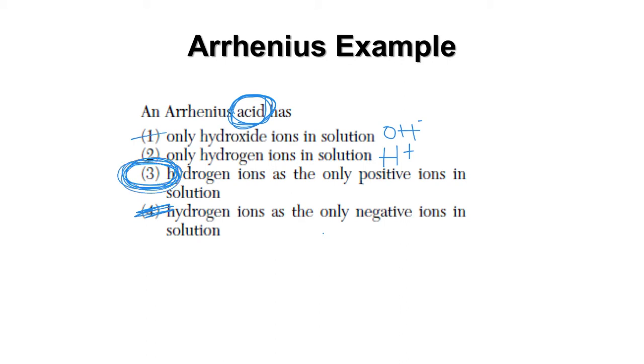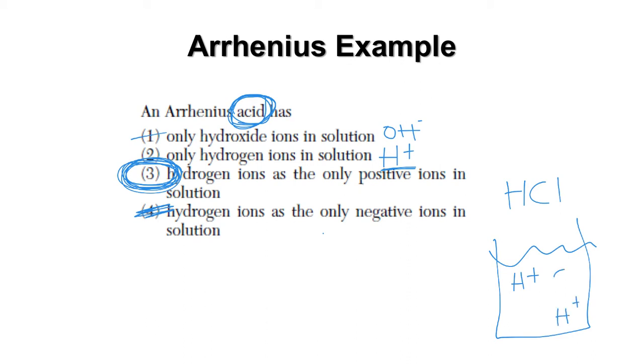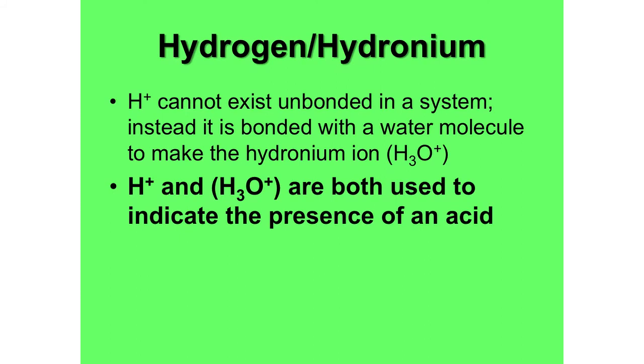The difference between 2 and 3 is 2 is saying the hydrogen ion's the only ion floating around in the solution. 3 is the answer, because if we have something like HCl, we're going to have hydrogen ions in there, but we also are going to have chloride ions in there too. So hydrogen's not the only ion, but it is the only positive ion. All right, this is something that's going to be important for us to remember. The hydrogen ion is H plus.